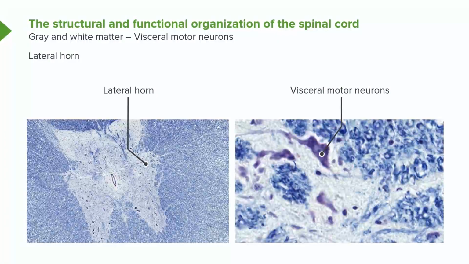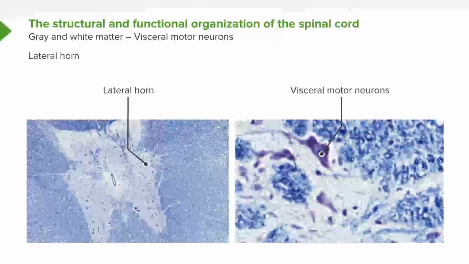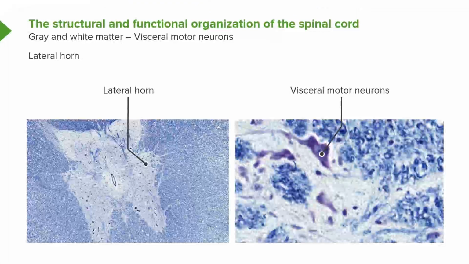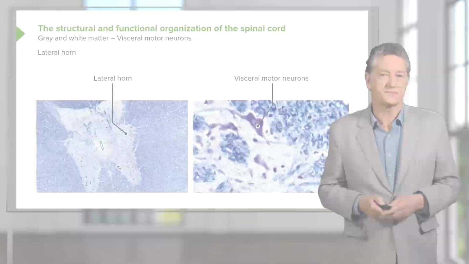And on the right-hand side, you can see again a higher magnification picture of one of these visceral motor neurons. They're not as big as the large ventral horn cells we saw earlier. And just to the right of that cell, you can see some little dark stained blue areas. They're the myelinated axons of the white matter. And we'll describe that in more detail later on.